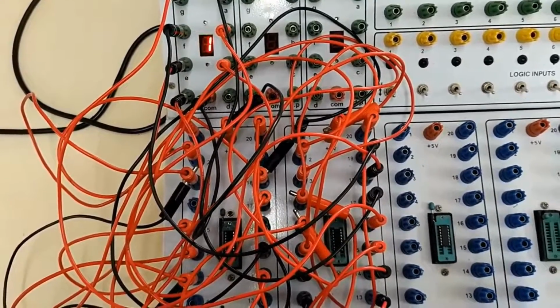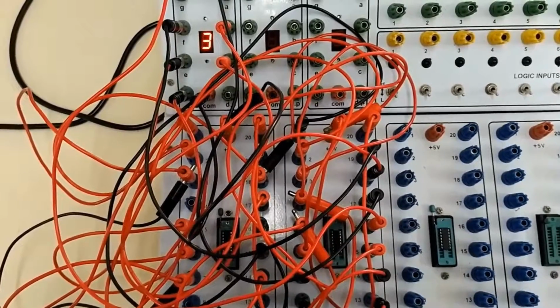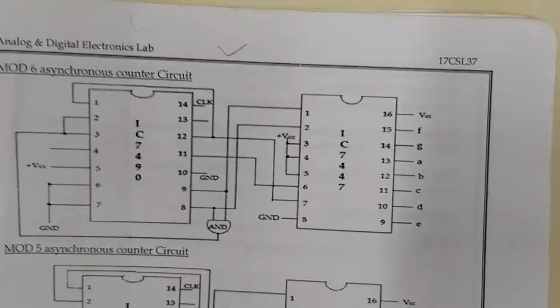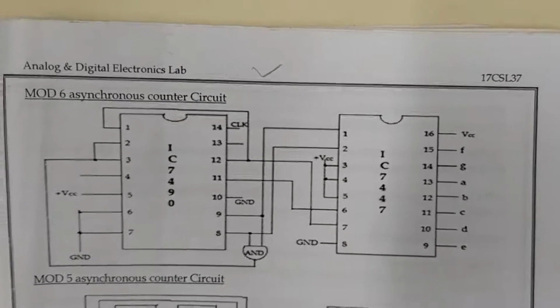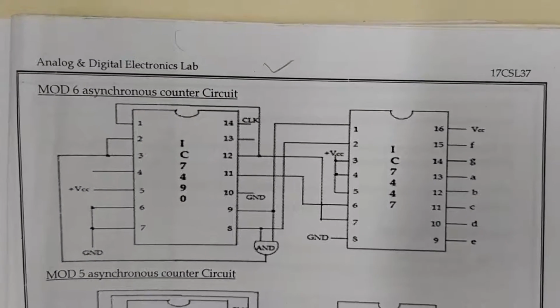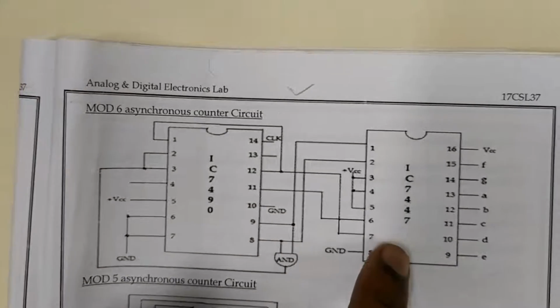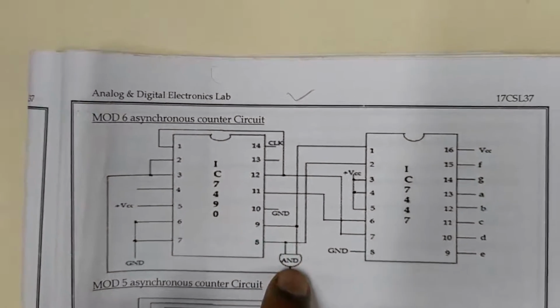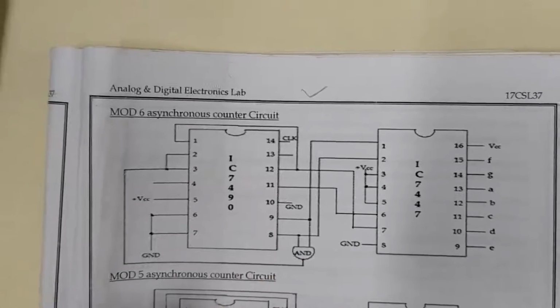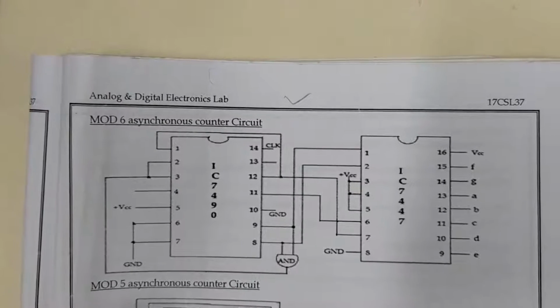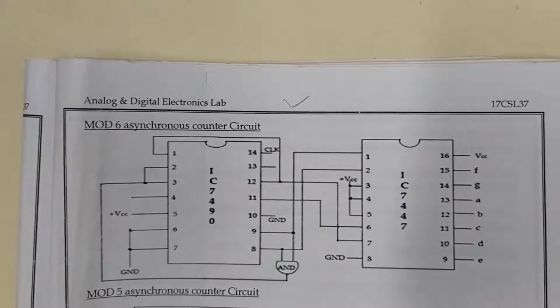Connections have to be done as per the circuit diagram which is provided in the manual. So we will go with the demonstration of the mod 6 asynchronous counter. You can see the counter IC, the decoder IC, and in addition an AND gate. This is what I said, every circuit diagram has minute changes which have to be implemented if it has to count what you are expecting it to count.